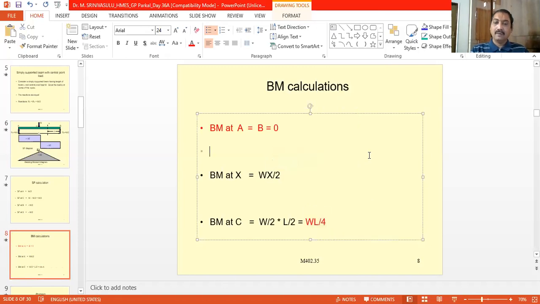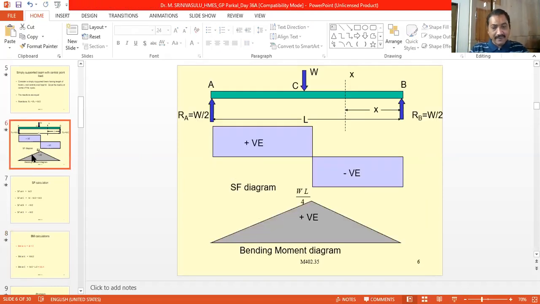Because it is acting anti-clockwise to the right of the section, it is taken to be positive. Now we have to locate the points before drawing the bending moment diagram. The bending moment at point B is equal to 0, and the bending moment at point A is equal to 0. Then the bending moment at point C is equal to W into L by 4. With some suitable scale, this is the value at the midpoint.